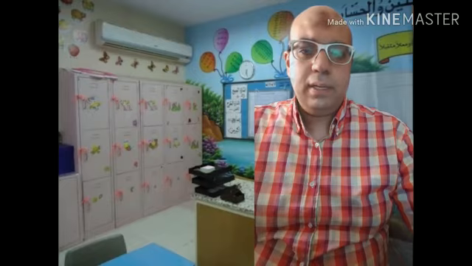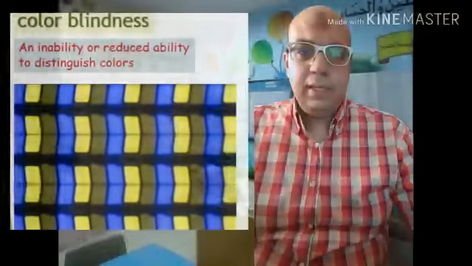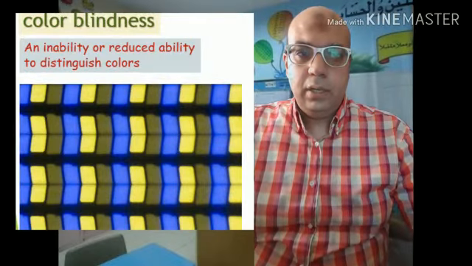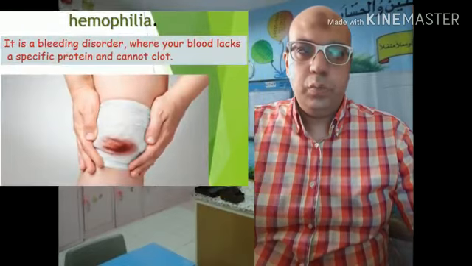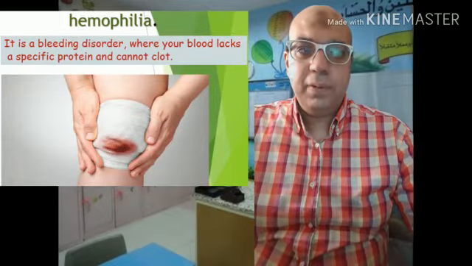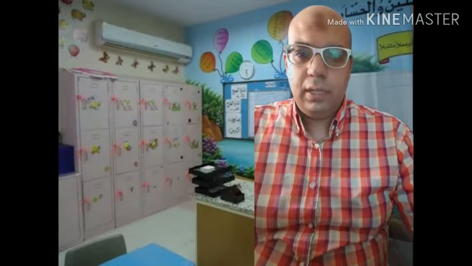Let's take some common examples. Some common examples for recessive sex-linked traits are color blindness and hemophilia. What's meant by color blindness? It's the inability to distinguish colors. While hemophilia is a bleeding disorder where your blood lacks a specific protein and cannot clot.